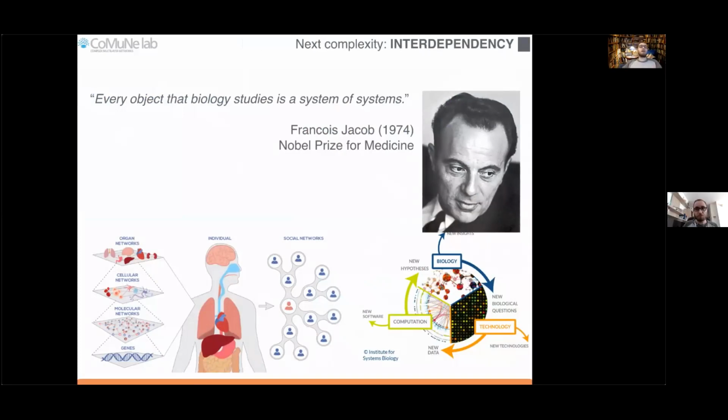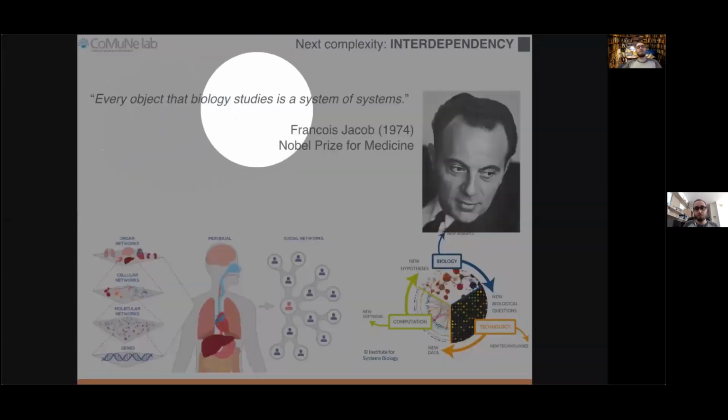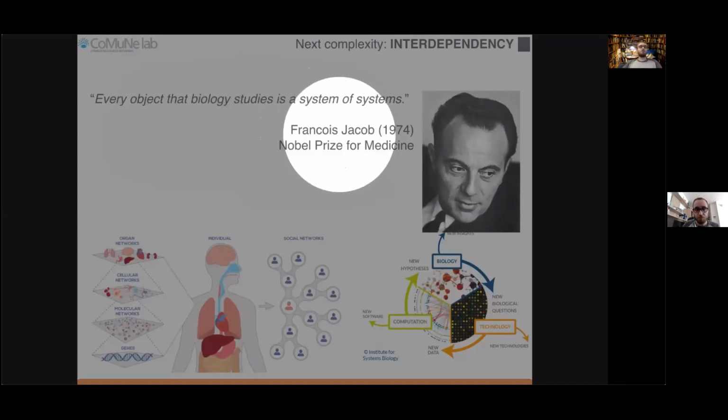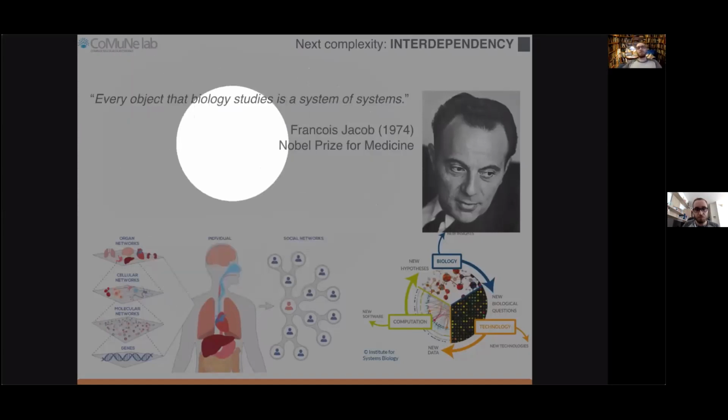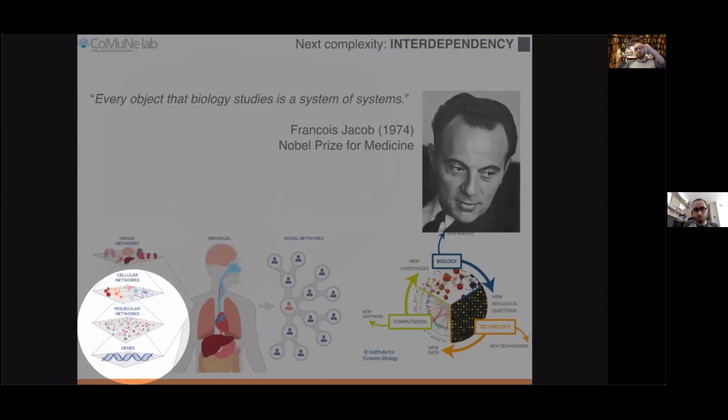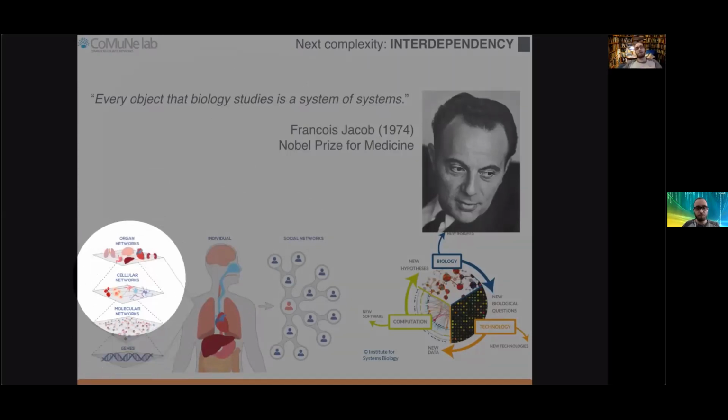One of the first to recognize the importance of the existence of different types of connections, actually systems consisting of other systems, was Francois Jacob, a Nobel Prize for Medicine and Physiology in '74, who asserted that everything in biology is a system of systems. You can see here a diagram representing how, at multiple scales of organization, one can jump from genes, so the genetic level, through the molecular level, so metabolic pathways, to cellular networks and eventually to organ networks, to build what is an organism.